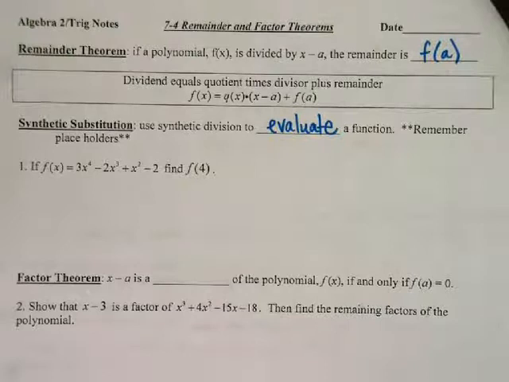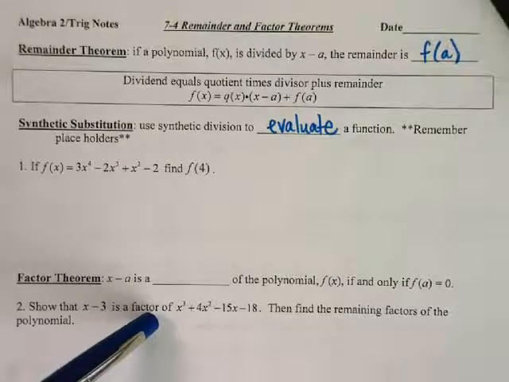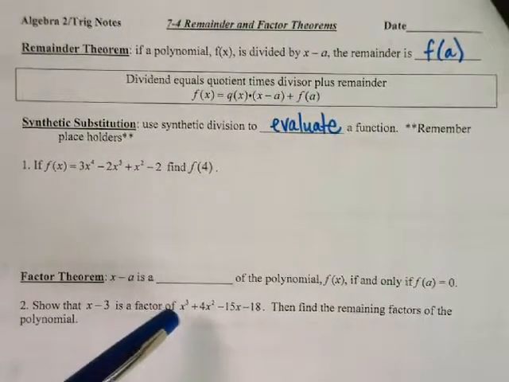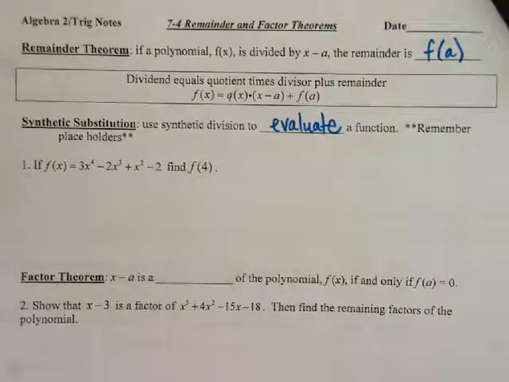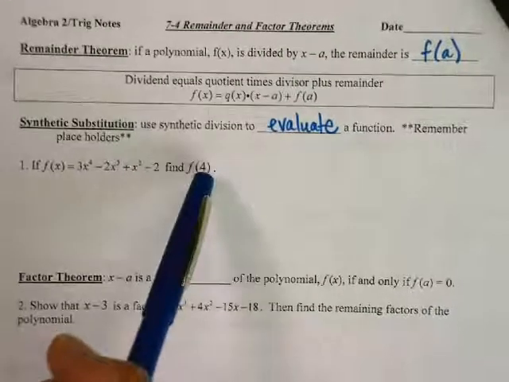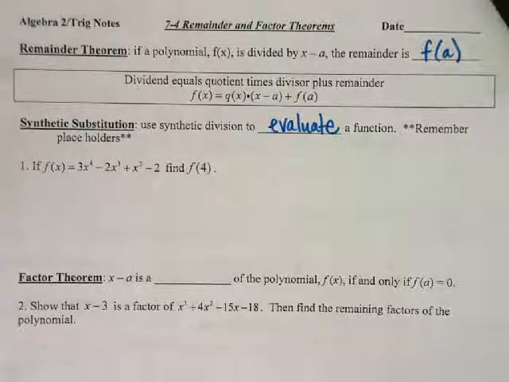So if you look there at number 1, it says if f of x equals 3x to the 4th minus 2x cubed plus x squared minus 2, find f of 4. Okay, how did we do that on your homework last night? How did we find f of 4 yesterday? We just plugged it in, right? That still works. You can still do that. Okay, so the other way we can do it is to use synthetic division. When we do synthetic division, the number in our remainder box is the same as that function value. Sounds weird, right? Let's try it and I'll show you.